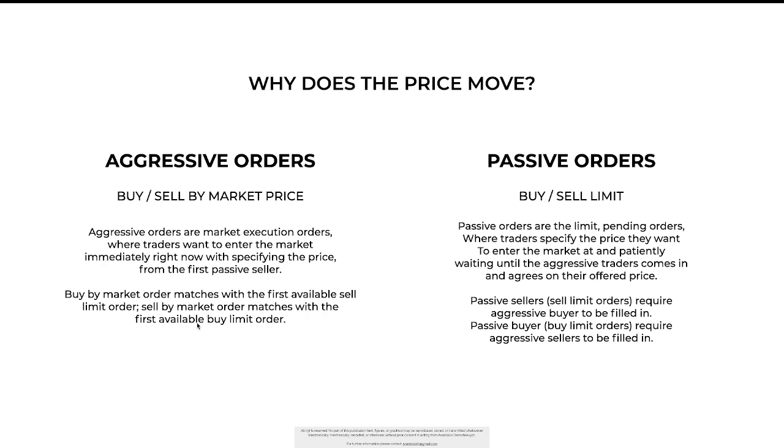Now, we already know how the price moves. The price moves up when we have more aggressive buyers, because the buy aggressive orders are getting filled faster than sell limit orders. So they are pushing the price higher. And on the other hand, when we have more aggressive sellers, those who sell by market, this is where the price moves down.